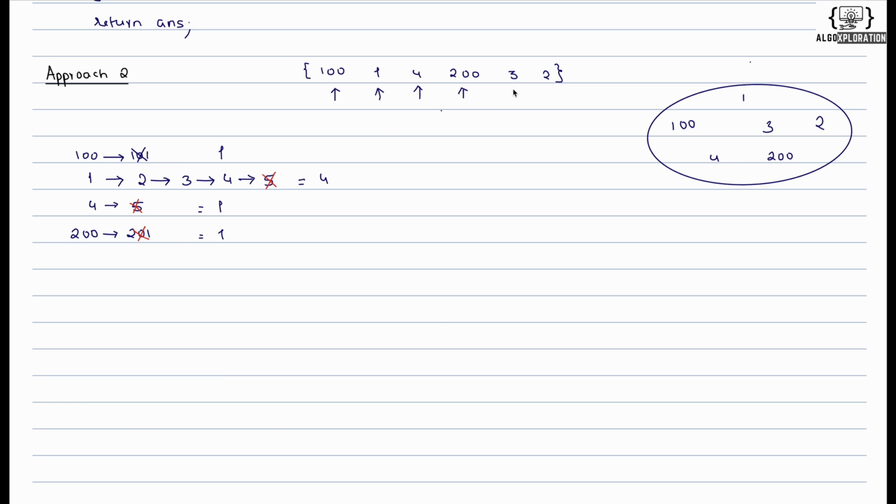Again, for 3, I'm going to check whether the 4 is present in the hash set or not. Yes, it is present. Go further. 5 is not present. So the length of this sequence will be 2. Now again, I'll move further for element 2. For 2, I'll check 3 is present. Yes. 4 is present. Yes. 5 is present. No. So the length of this sequence will be 3. And then we are going to store this largest length, which is 4.